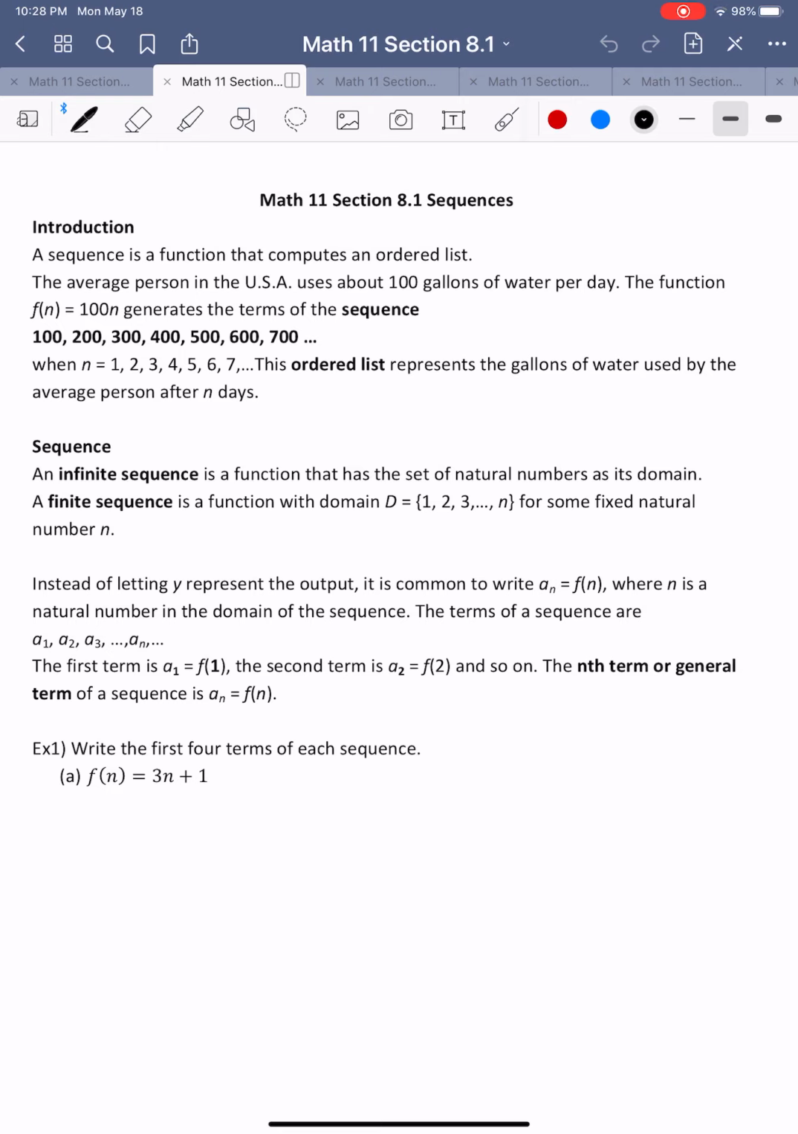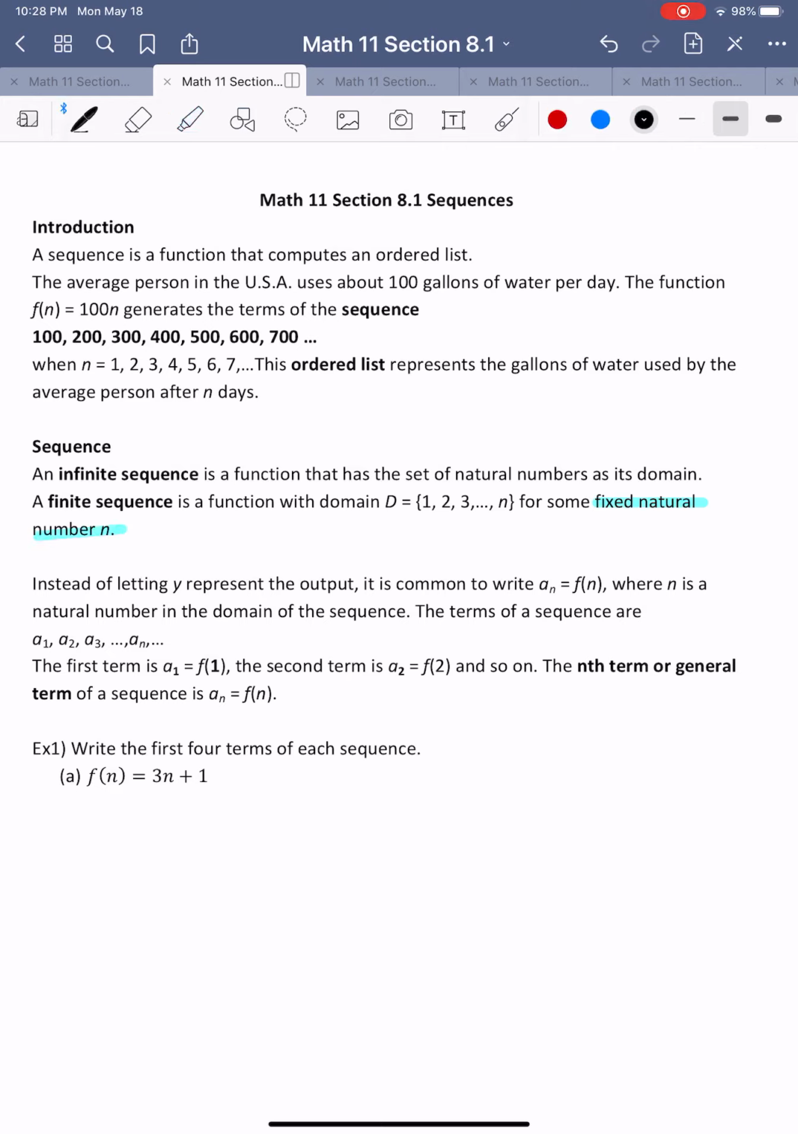So an infinite sequence is a function that has the set of natural numbers as its domain. And a finite sequence is a function whose domain is {1 through n} for some fixed natural number n. That's very important. Okay, natural numbers.